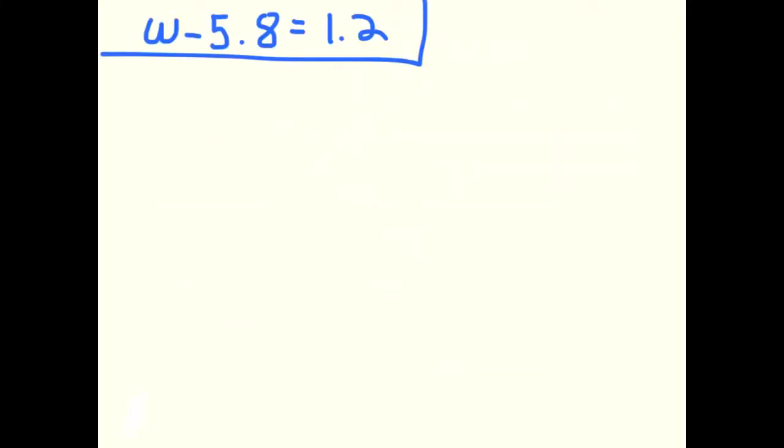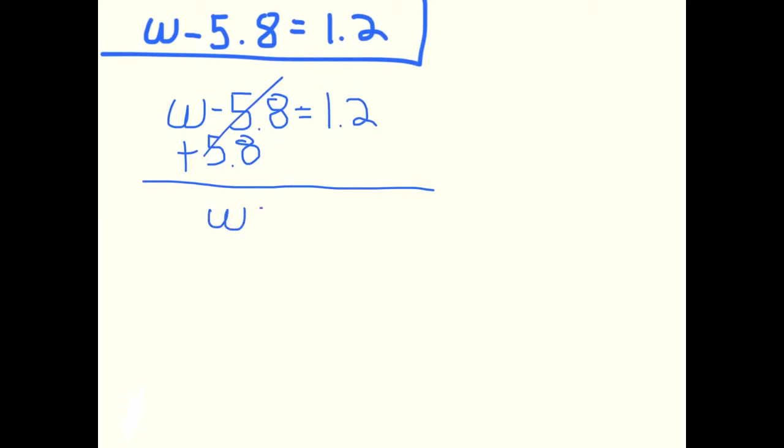Okay, so this is how you solve equations containing decimals. So first you write out the problem, which would be W minus 5.8 equals 1.2. And then what's the opposite of minus 5.8? It's plus 5.8. So plus 5.8. And then W equals, and then you just do 1.2 plus 5.8.